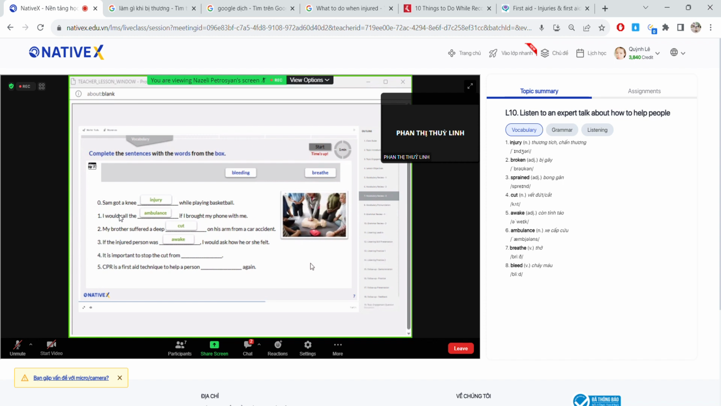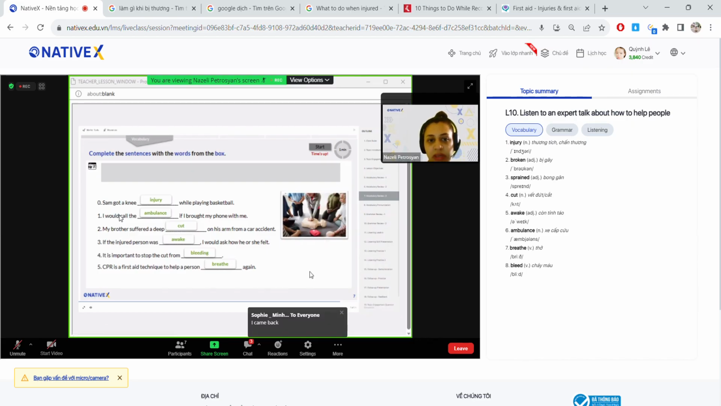I think it is important to stop the cut from bleeding. Very good. That was a good answer. Well done. And Bing, number 5, please. CPR is the first aid technique to help a patient breathe again. All right. Very good. Well done, guys. You completed the activity quite nicely because you didn't make any mistakes here. Well done, my friend. Now, have you ever seen a very bad accident and tell me what happened?